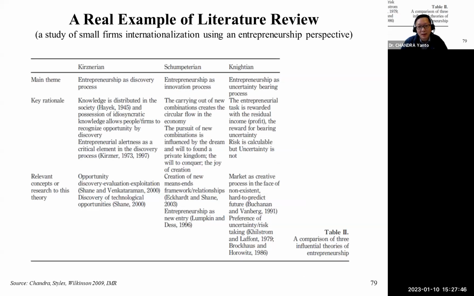So this is one example of an actual literature review. It comes from my own paper that came out of my PhD dissertation, in which I was looking at how small firms can become global or internationalize their business in a relatively short time using an entrepreneurship perspective. In my literature review, I started with these 3 main perspectives of entrepreneurship: Kirznerian, which is an Austrian economist, and Schumpeterian, which is one of the oldest economists also, and Frank Knight, another economist. So they have different views about opportunity. And I tried to portray this into different themes, different rationales, driving concepts and relevant research.